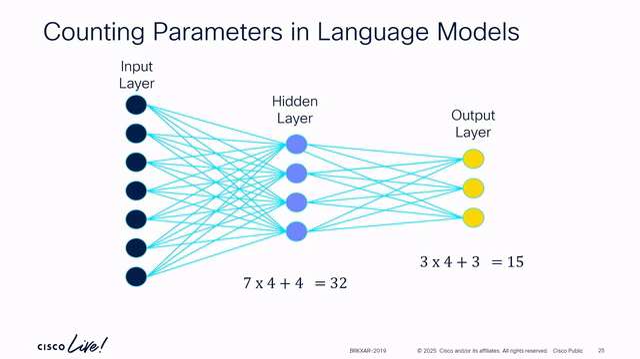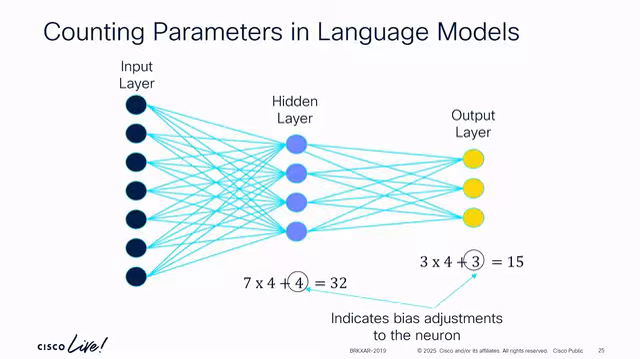Those weights, there's 1 weight for every line, and 1 weight for every line here. So 4 times 7, that's 28, plus there's something called a bias. The bias is just an adjustment to make sure the weight is right. So there's 32 parameters here, and there's 15 there, which gives us a total of 47 parameters in my little toy network. Now, when you look at GPT-4, it's a trillion parameters.